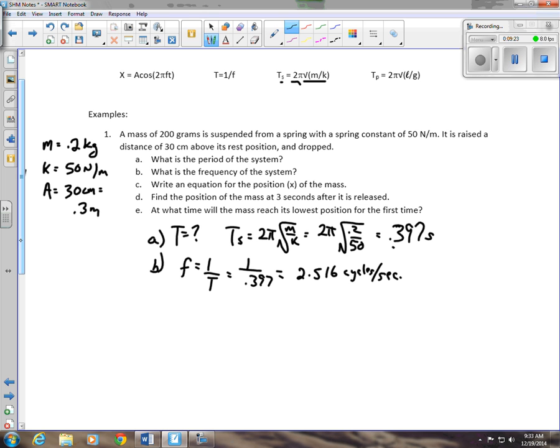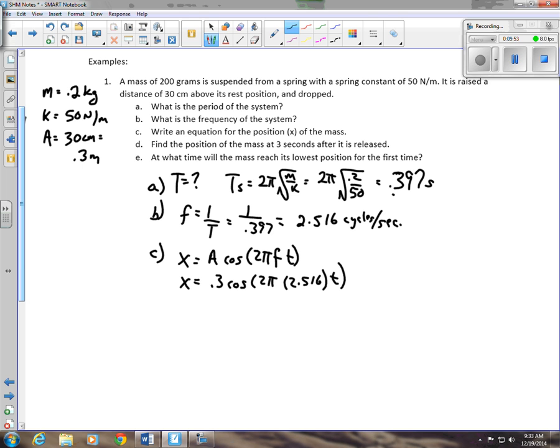C, write the equation for the position. So our general formula is x equals A cosine 2 pi f times t. We figured out that A for this one is 0.3. And we just figured out the f, it is 2.516 times t.